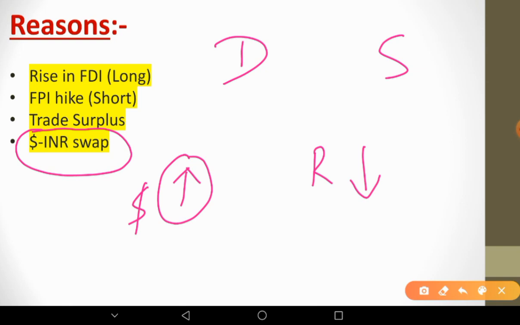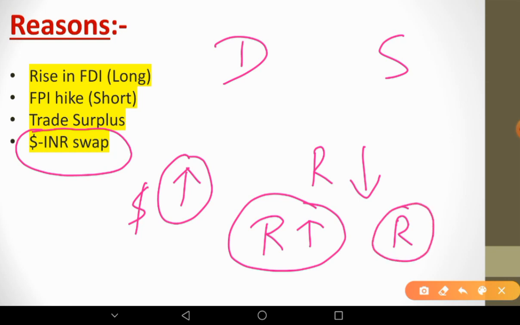Okay, so if India is giving $2 billion to Sri Lanka, they will get back their rupees. So the demand in the international market for the rupee will increase, because there is less INR in the international market. We are sucking the money from the international market, which is in Indian rupee. So the supply of rupee is decreasing. That's why the rupee will strengthen compared to the dollar.